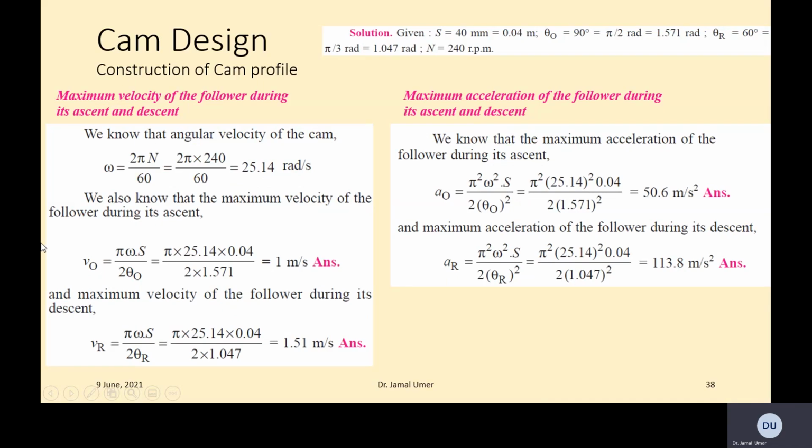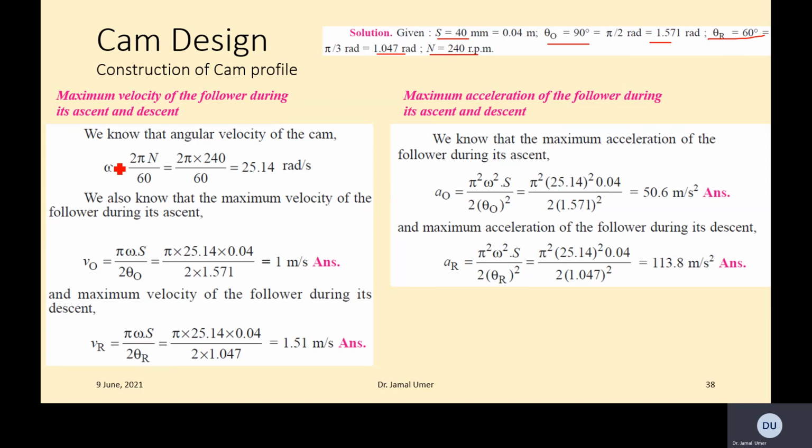So the different things we need to do: we have been given the stroke, 40 mm, then the outward angle, which you can write in degrees or work in radians as well, and the return angle, 60 degrees. This again in radians. And n is 240 rpm, so revolutions per minute is also given.